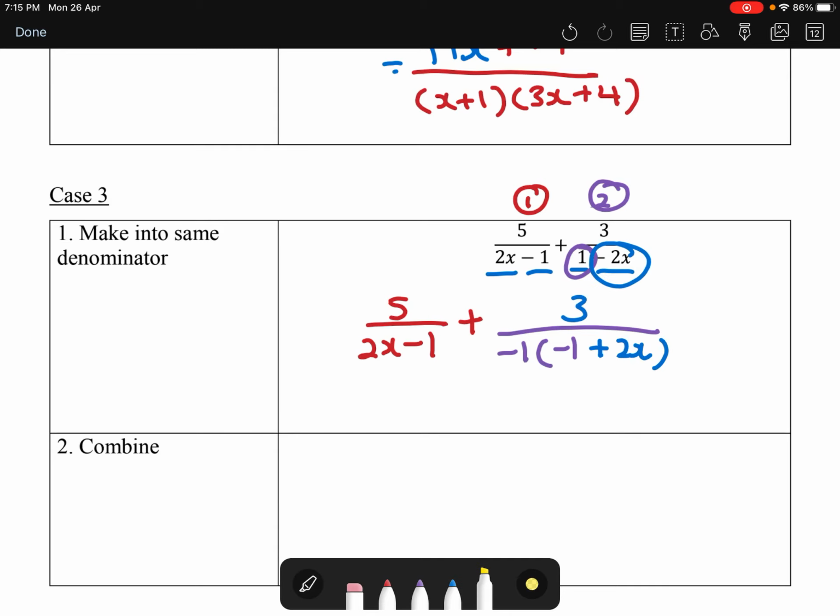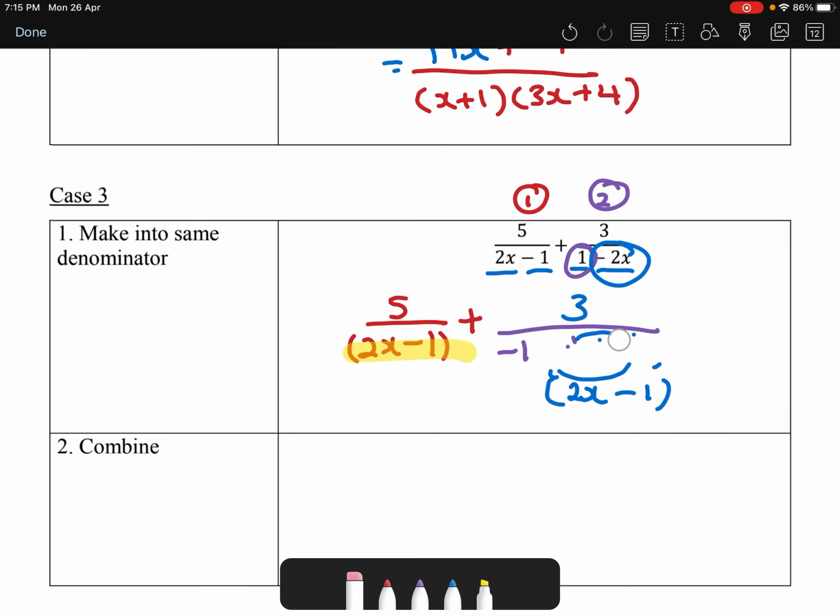Now if you take a look at the first term and second term denominator, this is 2x minus 1. This is minus 1 plus 2x. But minus 1 plus 2x is actually the same as 2x minus 1, because I can just switch the places. The 2x I put in front, the minus 1 I put at the back. So let me just erase. It's just 2x minus 1.